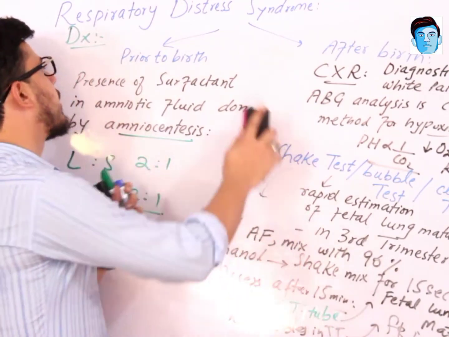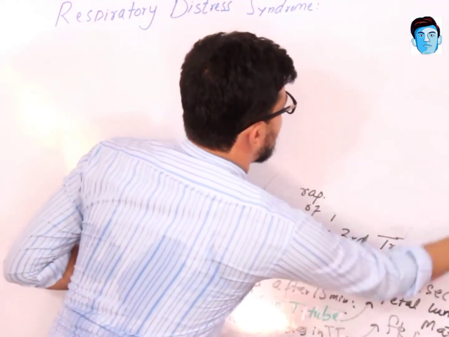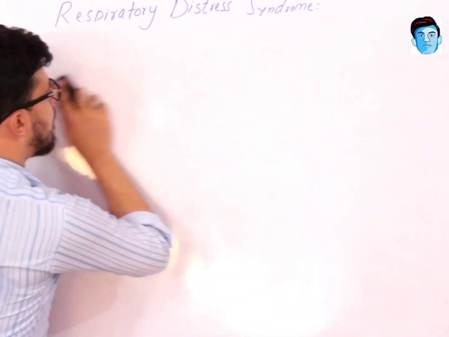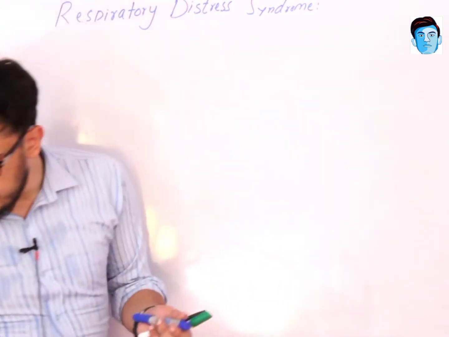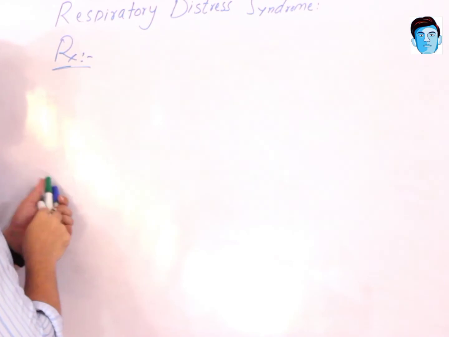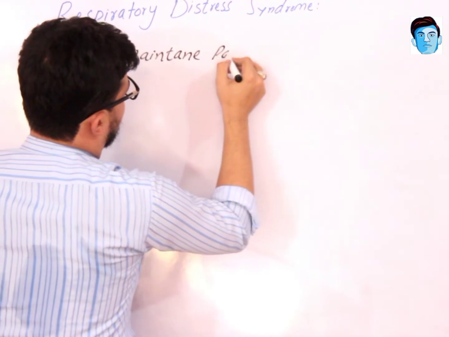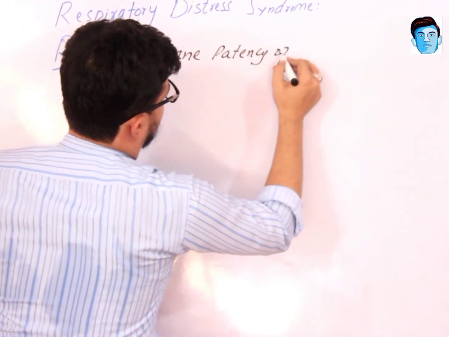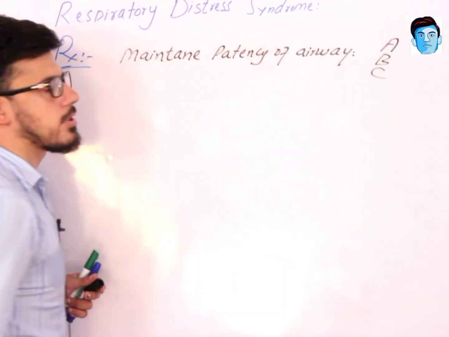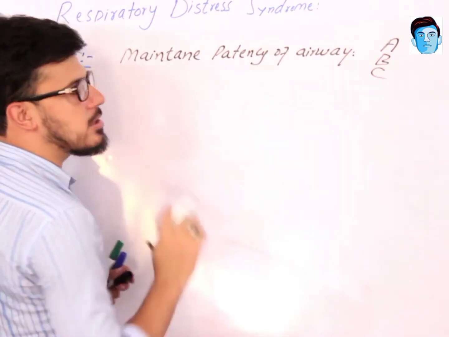Let's talk about the management of the disease. How will we manage the patient? Let's discuss the treatment options. First of all, maintain the patency of the airway. It is airway, breathing and circulation, and first of all it is very important to assess. So maintain the patency of the airway.